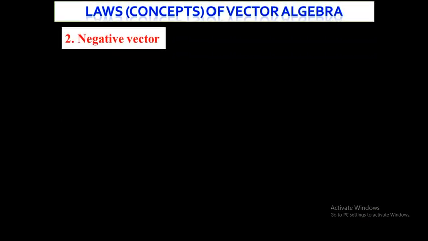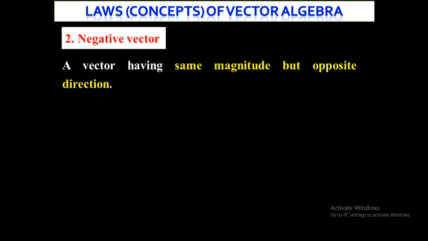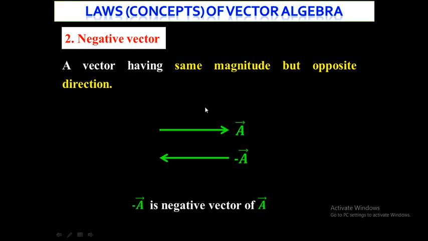Second, what is a negative vector? A vector having the same magnitude but opposite direction is called a negative vector. Suppose this is vector A, and exactly in the opposite direction this will be the vector minus A. So minus A vector is the negative vector of A.